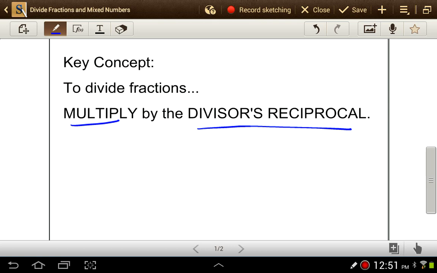Go ahead and write down your key concept. If you need to pause, go ahead. Otherwise, I'm going to move on to our example.